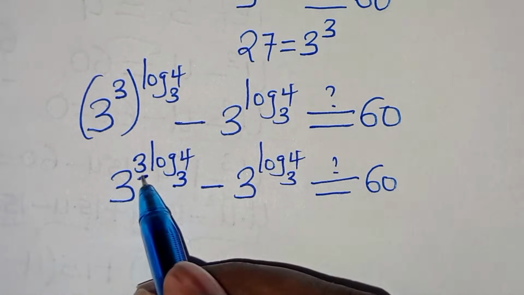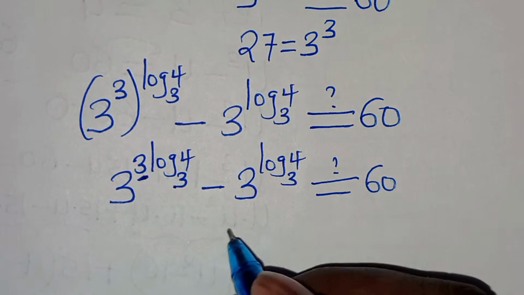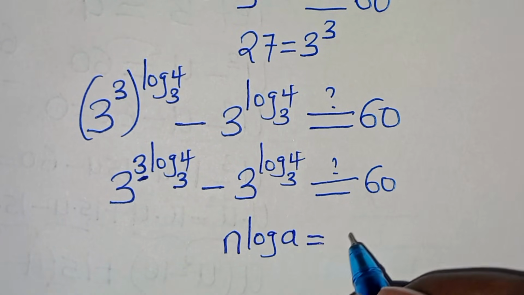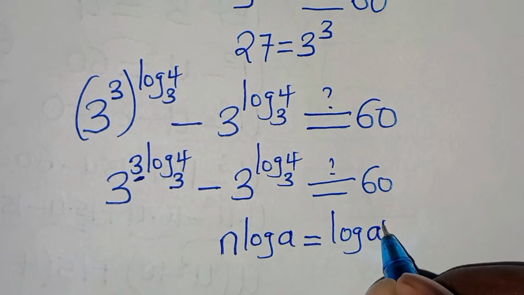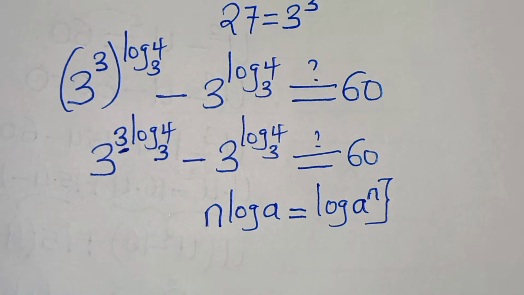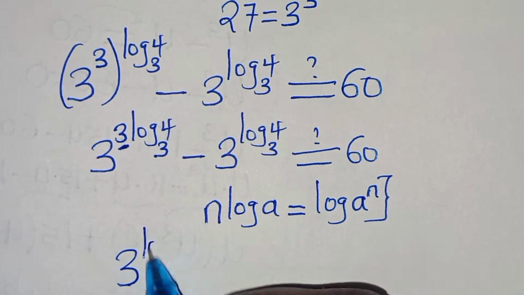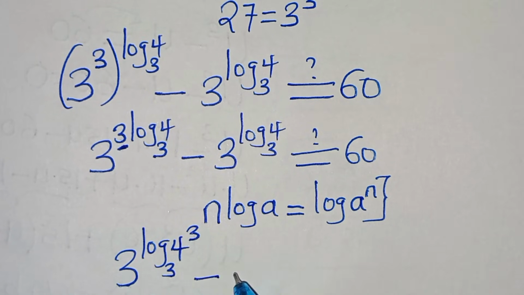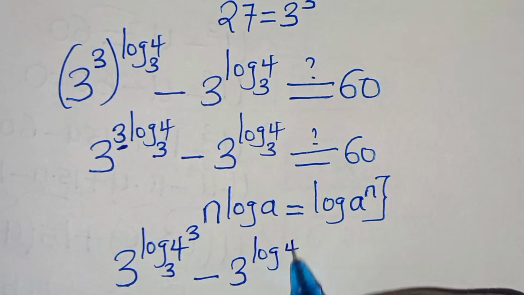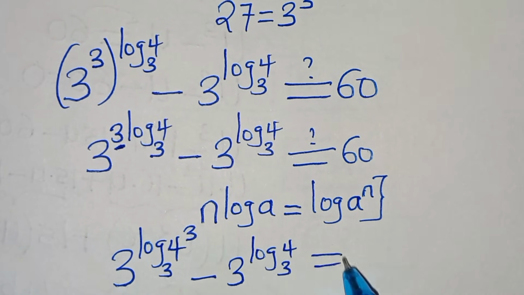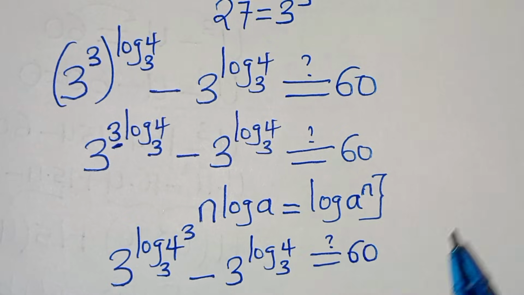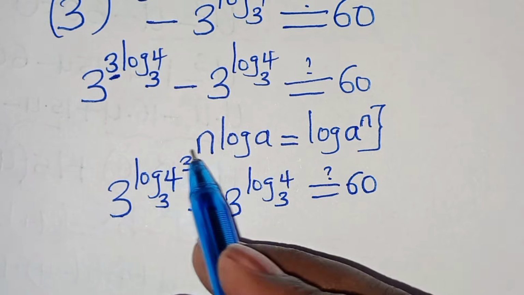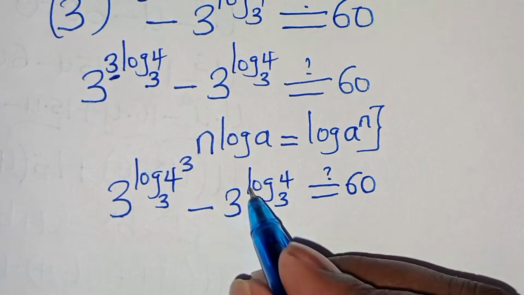Now, this 3 here is a power. Remember, this is in the form of n log a, which can be expressed as log a to the power of n. So this means this is 3 to the power of log 4 to the power of 3, then to base 3. Subtract 3 to the power of log 4 to base 3. This should give us a value of 60.